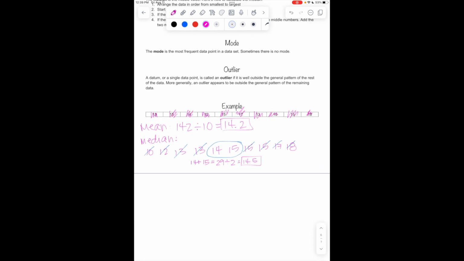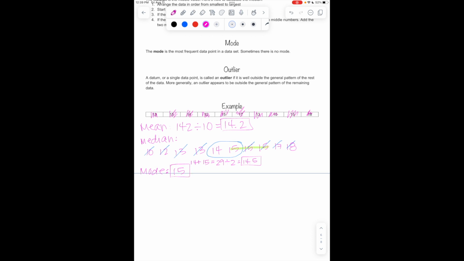Finally, my mode. My mode is the one that shows up the most. The nice thing about the mode is that it's pretty easy to take a look at the data and see which one occurs most often. In this case, it looks like it's 15. There's 3 15s. So my mode is 15.